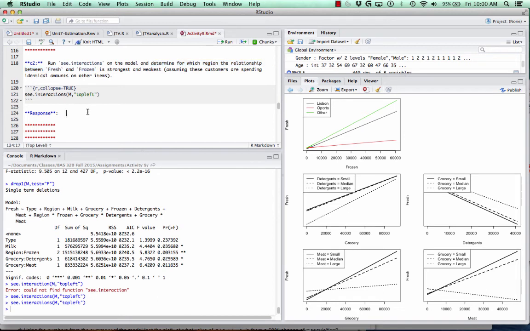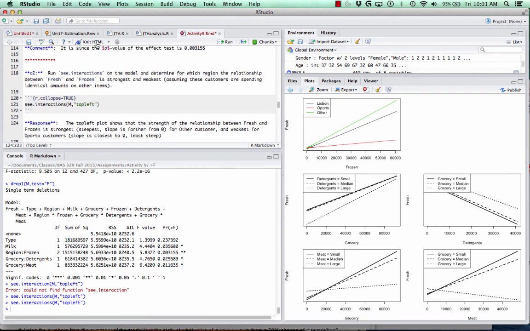So what we see is that the very top left plot shows that the strength of the relationship between fresh and frozen is strongest, basically steepest. The slope is farthest from 0 for customers living in the region other, and weakest for the Oporto customers. The slope is closest to 0 and the least steep. All right, so there we go. That finishes off number 1.